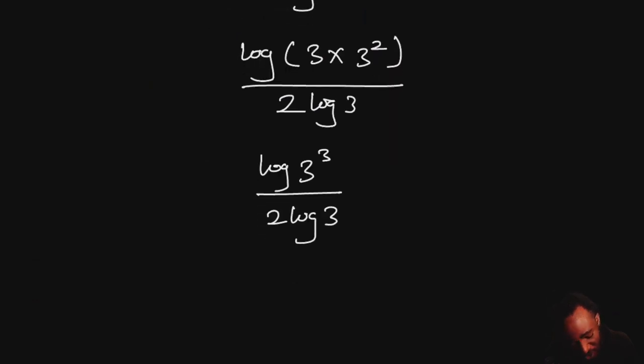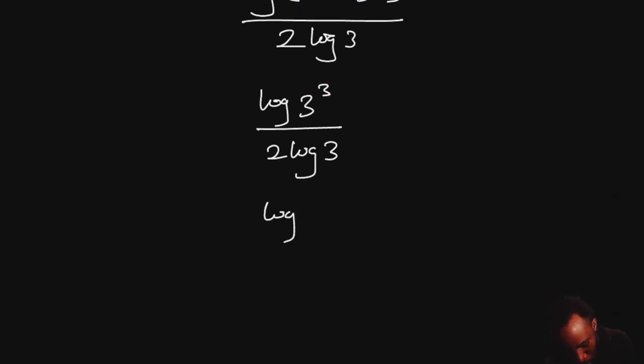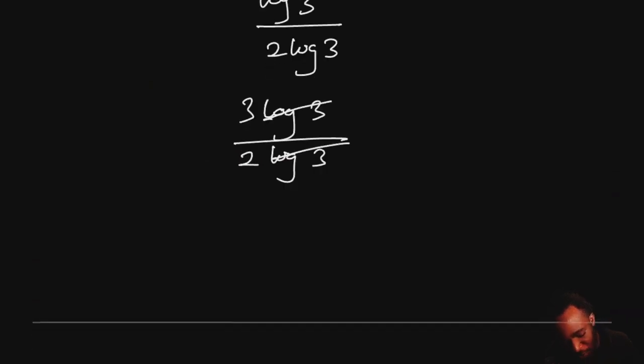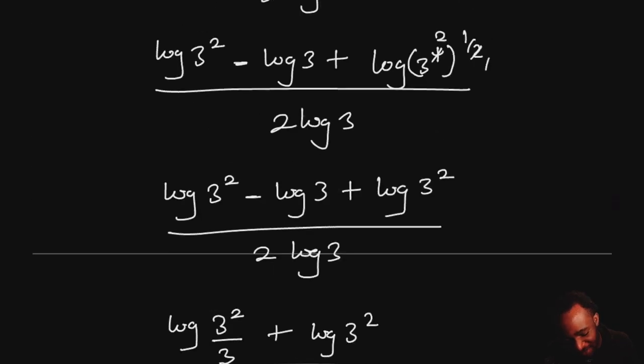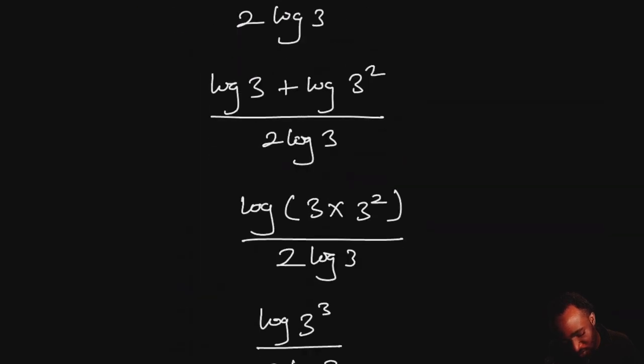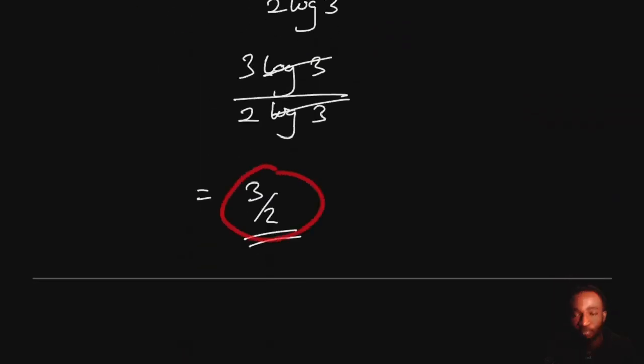And like we did in the first question, we can take this 3 over to this side according to the power law and get log 3 divided by 2 log 3. We just have to make sure these terms are the same so we can cancel them out. And of course, they're the same now, so we can cancel them out. And our result is going to be 3 over 2. So we evaluated this term over here without using the calculator, and we got 3 over 2.